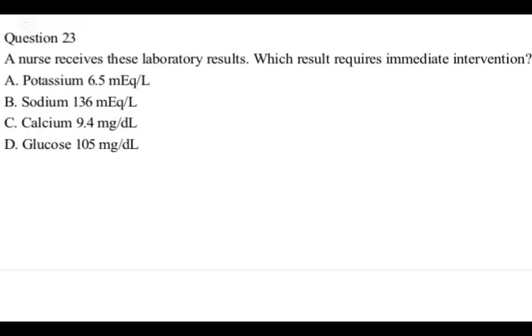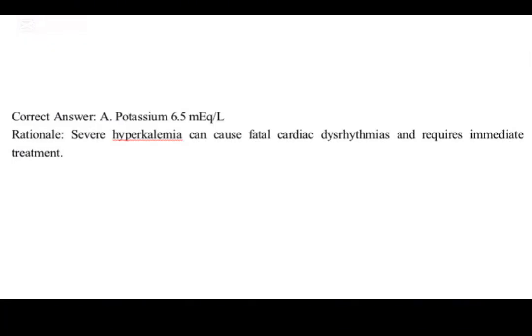Question 23. A nurse receives these laboratory results. Which result requires immediate intervention? A. Potassium 6.5 milliequivalent/L. B. Sodium 136 milliequivalent/L. C. Calcium 9.4 milligrams per deciliter. D. Glucose 105 milligrams per deciliter. Correct answer, A. Potassium 6.5 milliequivalent/L. Rationale: severe hyperkalemia can cause fatal cardiac dysrhythmias and requires immediate treatment.